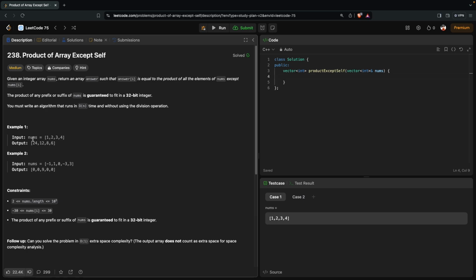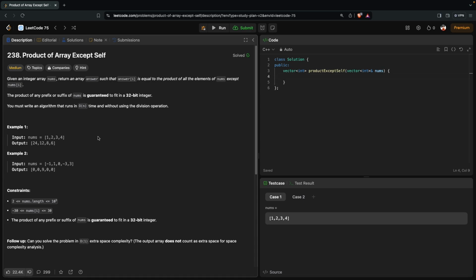Suppose we want to generate the third position of the output, right? How will we get this? So basically we have to multiply each and every element of nums, except the number at position number 3. So at 3 in nums we have 3. So we will multiply 1, 2 and 4. We will skip 3, right? So what will we get? We will get 8. So that is what we got over here, 8, right?